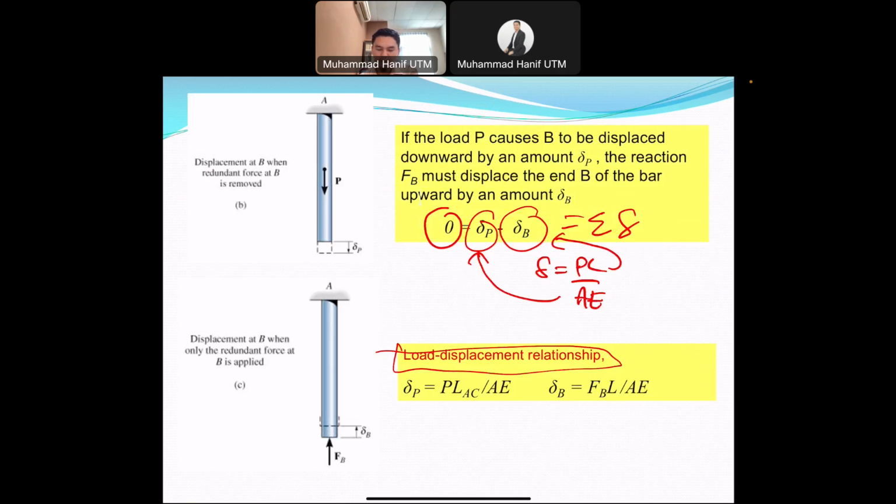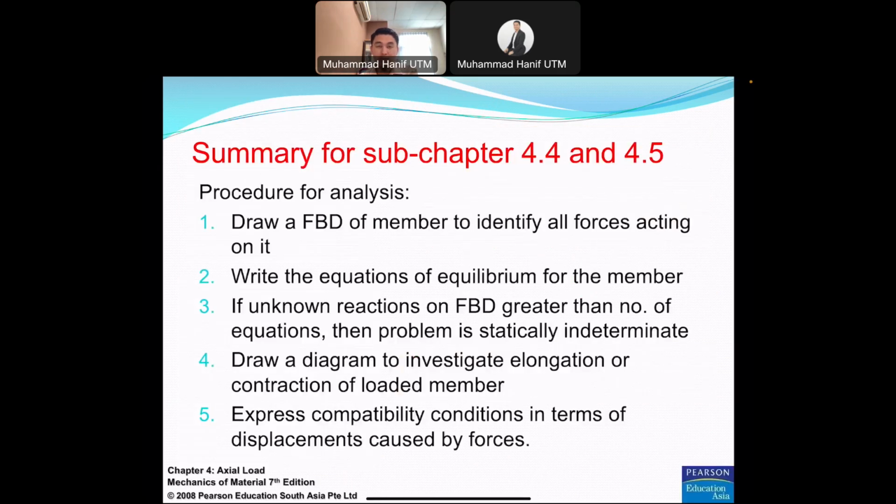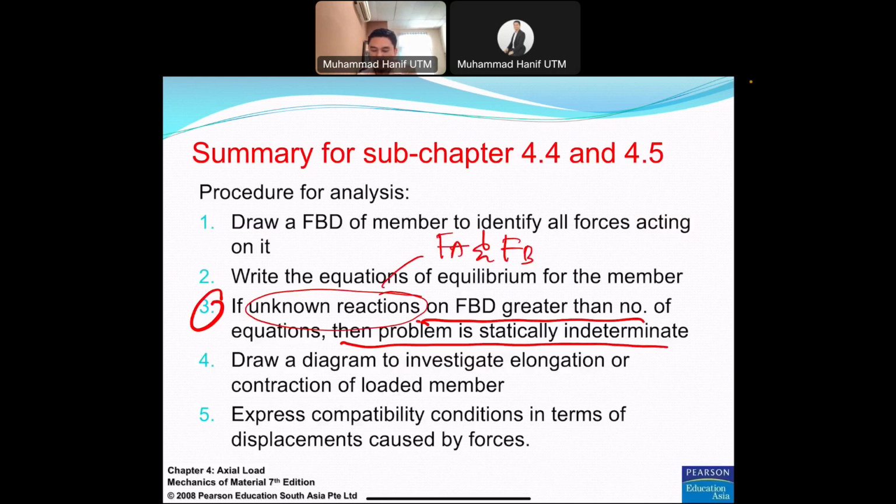The second step is to write the equation, which was already explained. You found only one equation. If the number of unknown reactions is greater than the number of equations, then the problem is statically indeterminate. In the previous case, we had 2 unknown reactions, FA and FB, but only one equation, which means it is statically indeterminate.